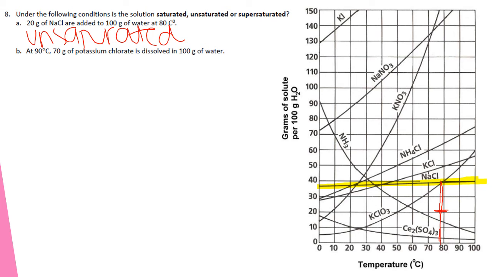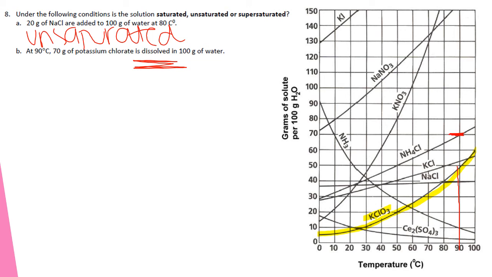B, at 90 degrees Celsius, I'm going to erase this. At 90 degrees Celsius, 70 grams of potassium chlorate is dissolved in 100 grams of water. Potassium chlorate is KClO3. And at 90 degrees, that is right at 50 grams. So if I dissolved 70 grams, and the key word for this is it says all 70 grams dissolved. That is way up here.